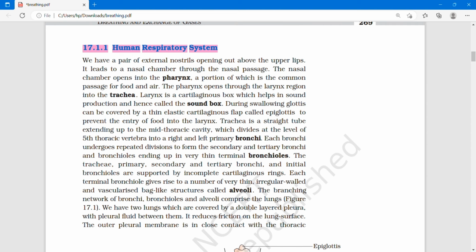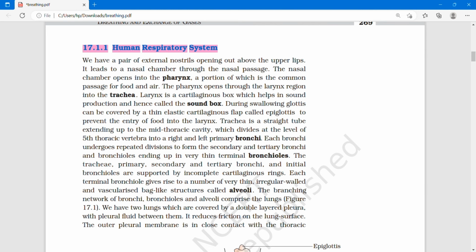Each bronchus undergoes repeated division to form secondary and tertiary bronchi and bronchioles, ending up in very thin terminal bronchioles. The trachea, primary, secondary and tertiary bronchi and initial bronchioles are supported by incomplete cartilaginous rings. Each terminal bronchiole gives rise to a number of very thin, irregular-walled and vascularized bag-like structures called alveoli. The branching network of bronchi, bronchioles, and alveoli comprise the lungs, as given in figure 17.1.